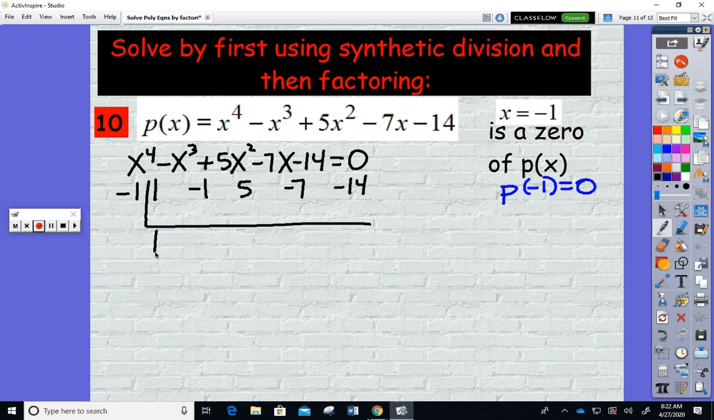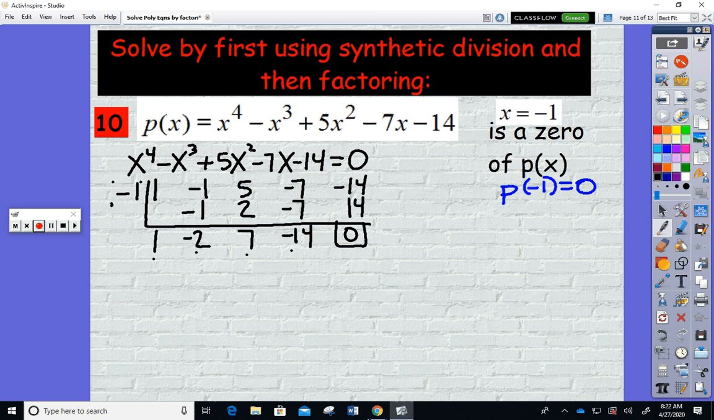Bring down 1. Diagonal multiplication. Negative 1 times positive 1 is negative 1. Add those straight down, get negative 2. Diagonal multiplication. Negative 1 times negative 2, positive 2. Add them. Diagonal. Negative 1 times 7, negative 7. Add them. Negative 1 times negative 14, positive 14. Bring down 0. Yay! Now, go to factored form.